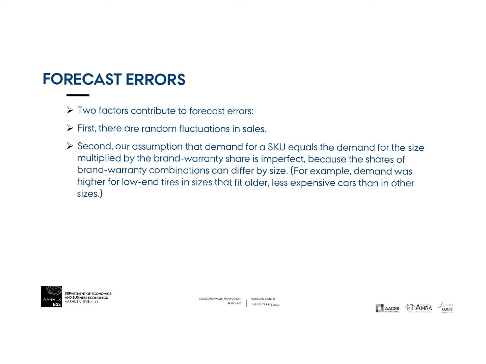So in this example, we have two factors that contribute to the forecast errors. First, there are random fluctuations in sales. So the previous sales is just an approximation of the real sales. Second, our assumption that demand for a SKU equals demand for the size multiplied by the brand warranty share is imperfect, because the share of a brand warranty combination can differ by size. For example, demand was higher for low-end tires in sizes that fit older, less expensive cars than in other sizes.